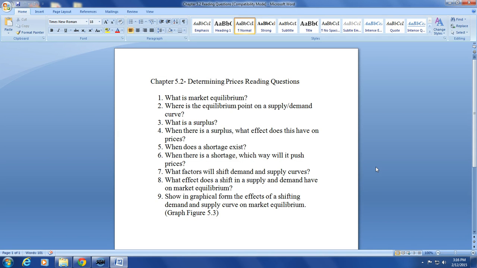So for number 9, it says show in graphical form the effects of shifting demand and supply curves on market equilibrium. Basically, if you take down figure 5.3 with the increase in demand and the increase in supply, you should be good to go for number 9.